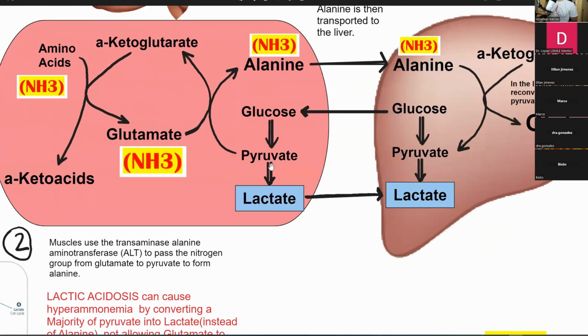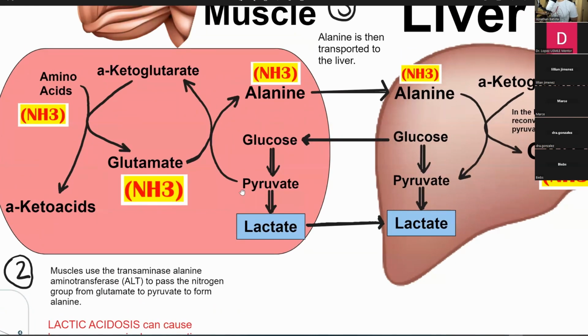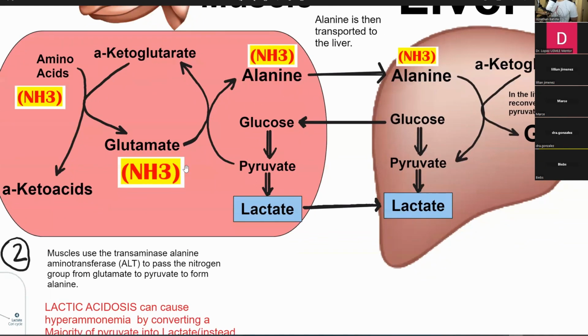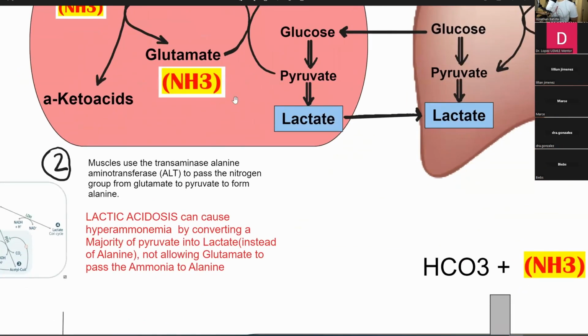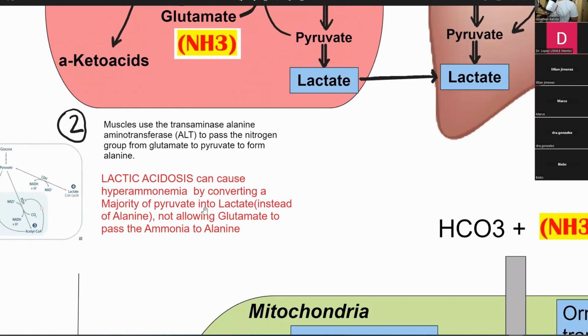You need pyruvate in order to convert it into alanine, so alanine can carry the ammonia group. If all your pyruvate is busy turning into lactate, you cannot run this cycle. You can't run this pathway, and then you'll have accumulation of ammonia. So this can cause hyperammonemia. All right, and yeah, this is one of the main issues here causing hyperammonemia.